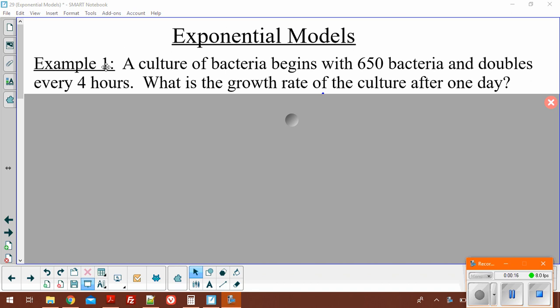Okay, so here's the first example. A culture of bacteria begins with 650 bacteria and doubles every 4 hours. What is the growth rate of the culture after 1 day?